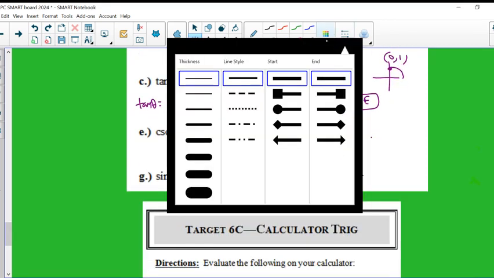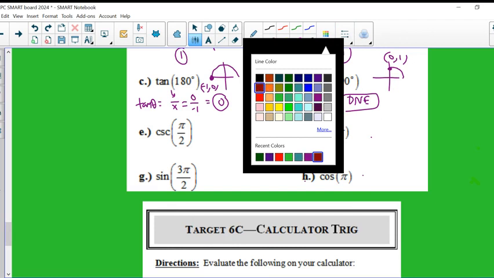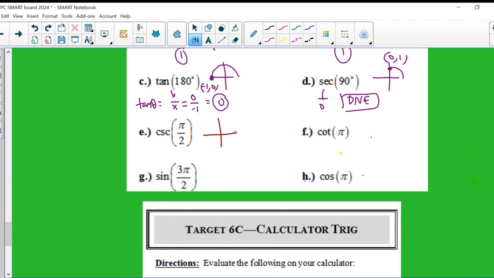Okay, so I'll transition maybe to a different color. Cosecant of pi over 2. So pi over 2 radians, you're up here at the top of the unit circle. Its coordinate is 0, comma 1. We do the reciprocal of the y value since that's cosecant. So 1 over 1, which is still going to be 1.